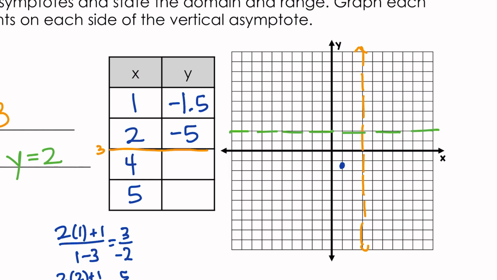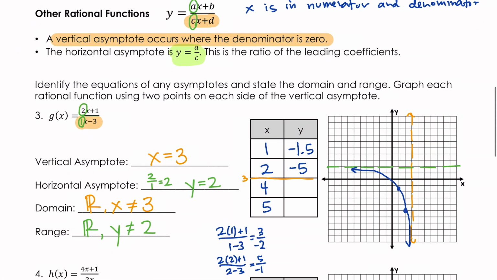And positive 2, comma negative 5. So our points here aren't as close to our asymptotes as some of our previous examples, but what we want to do is go close to our asymptotes through those 2 points, staying within the orange and green lines. You don't want to cross over into any other quadrant of those lines. You can cross over the actual axes, the x-axis and the y-axis. You just don't want to cross over the asymptotes. Okay, and continue with our other 2 points.